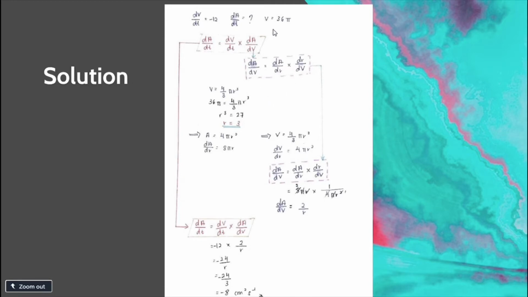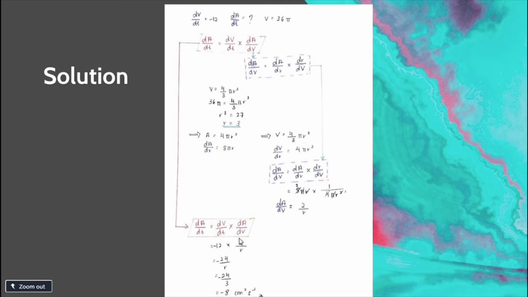Okay, we use the volume to find the r. We get 3, and use the area, differentiate it, and we have dA over dr. And then using the volume formula, differentiate the formula, and we get dV over dr. Both of these values we substitute into the formula earlier to find the dA over dV.